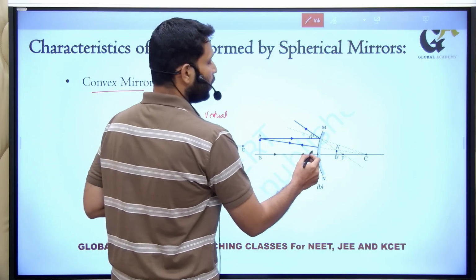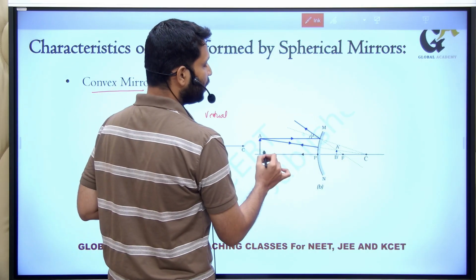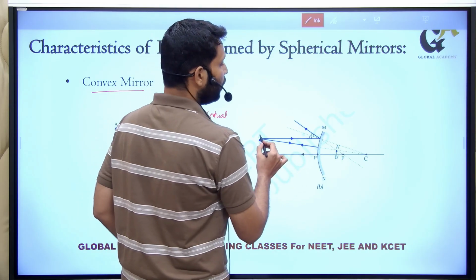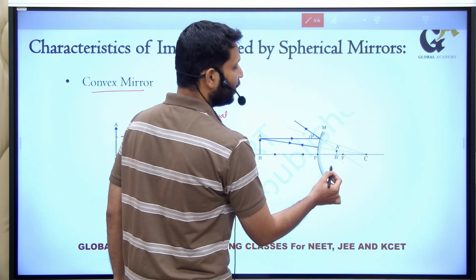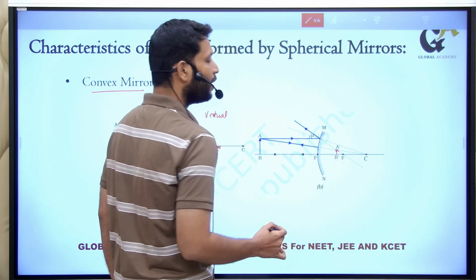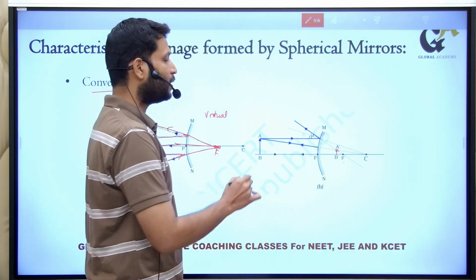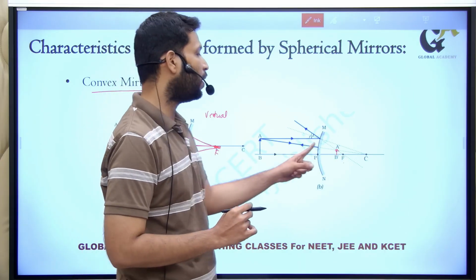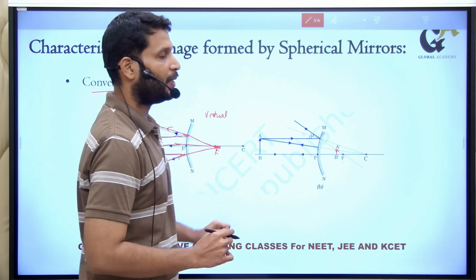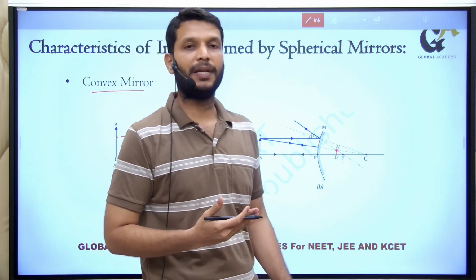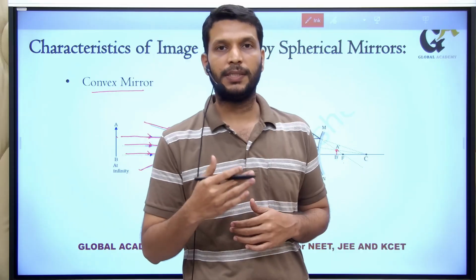Okay, so here when we keep the object between infinity and the pole, you will get the image which is formed between the pole and the focus. So here also the size of the image is smaller than the object. So this is also a diminished image or small image, and it is a virtual image because the image is formed inside the mirror. You can't obtain it on a screen.